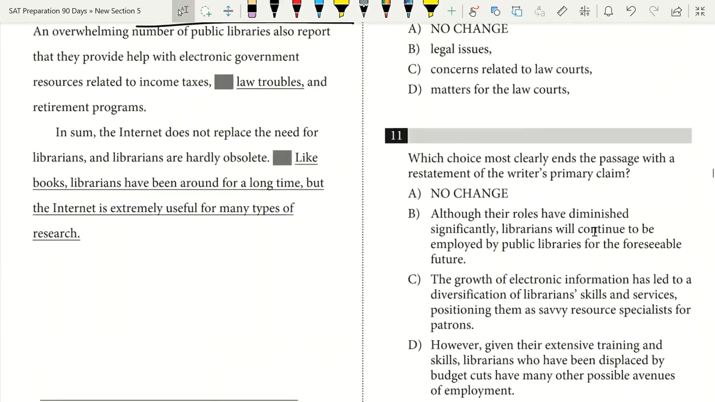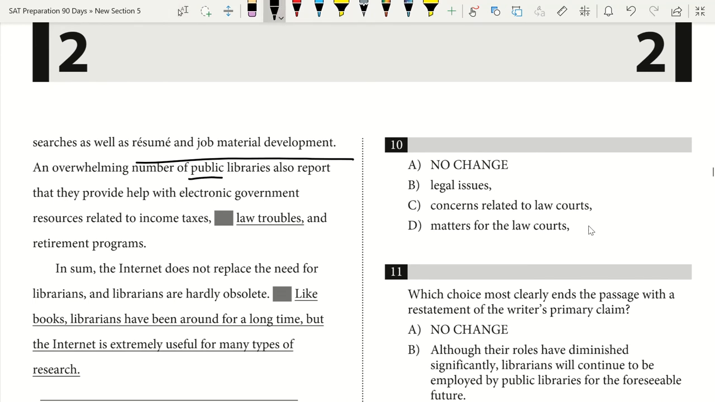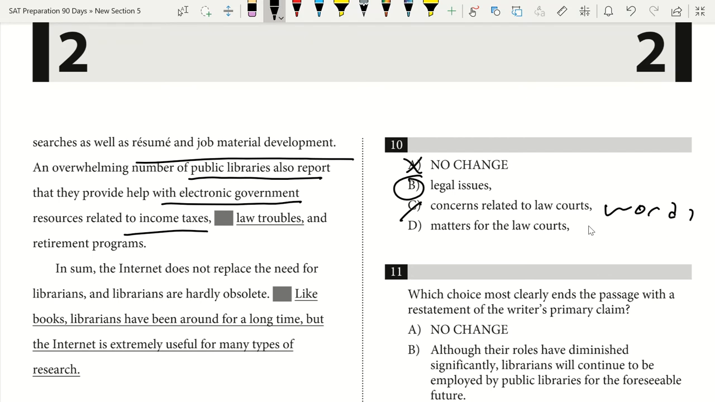Now we've got 10. Okay, so "an overwhelming number of public libraries also report that they provide help with electronic government resources related to income taxes, law troubles." We wouldn't say that. That's way too casual, okay? We want to say this professionally, which would be "legal issues." "Concerns related to the courts" is wordy. Same with "matters for the law courts," that's also wordy. A is just not how we say it. We say "legal issues." This is maintaining an academic tone, and if we're going to do that, we'd say legal issues. So B would be our answer for 10.